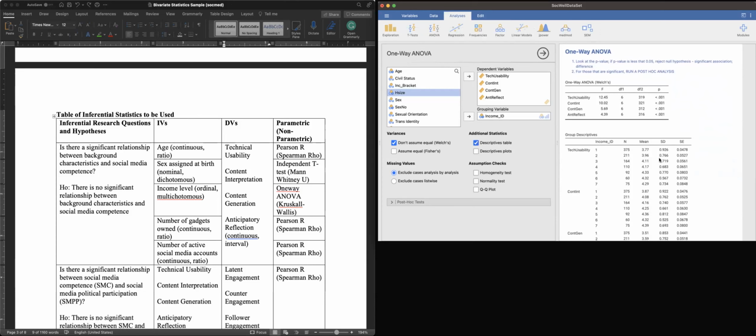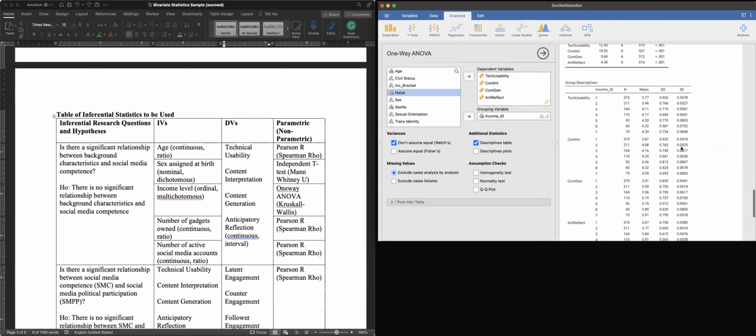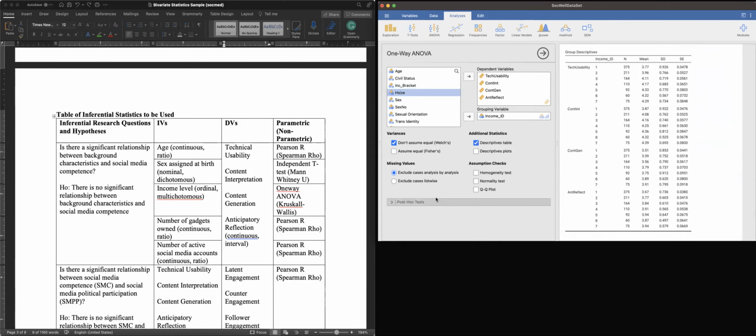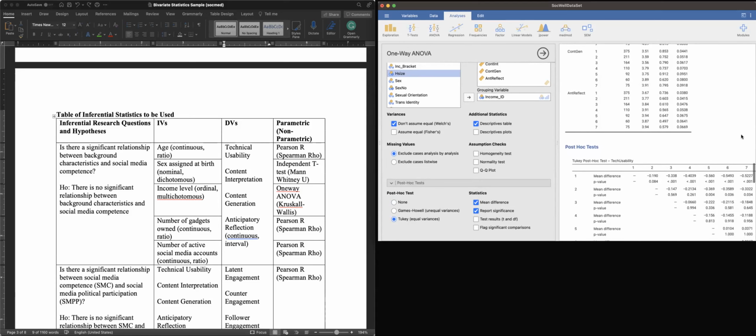The descriptive table will give us the mean and SD for each group. But that won't give us so much insight. We can go back to that later, and we go to the post hoc test. The usual post hoc test that we use is Tukey's test. I don't know how it's pronounced.